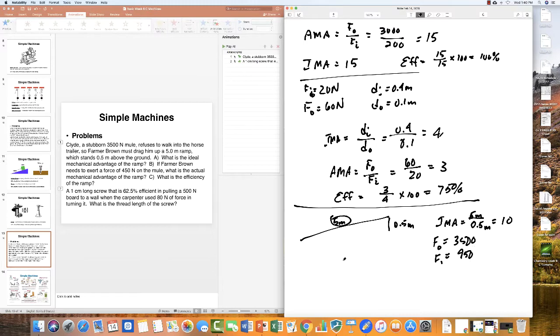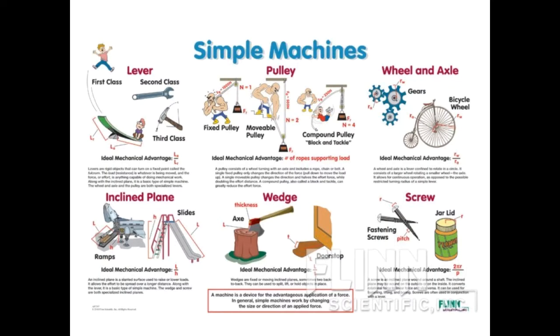And so the AMA is the output force divided by the input force, or the load divided by the effort, and this is going to be 3,500 divided by 450. So the AMA is equal to 7.78, and the efficiency is going to equal 7.78 divided by 10 times 100, or 77.8%.